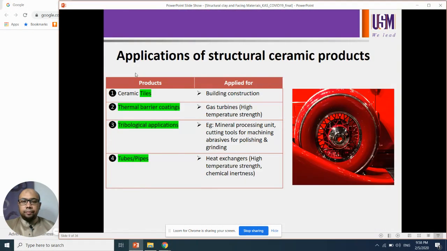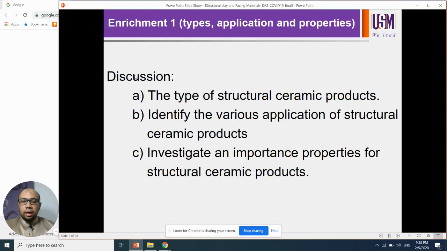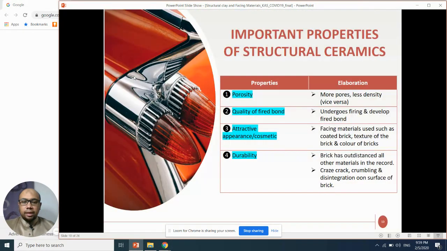Okay, number 3, important properties for structural ceramics products. Okay, in this case, I only highlight 4 properties. Actually, they have more than that. Okay, but I just take 4 that I think are very important to address to you.